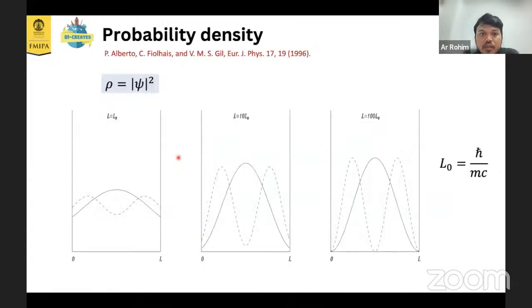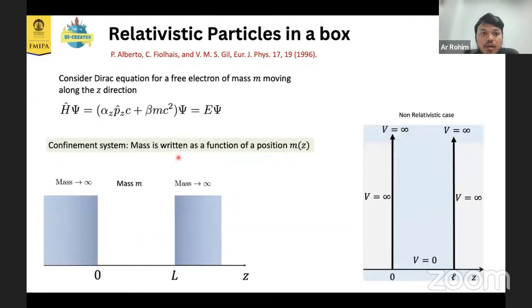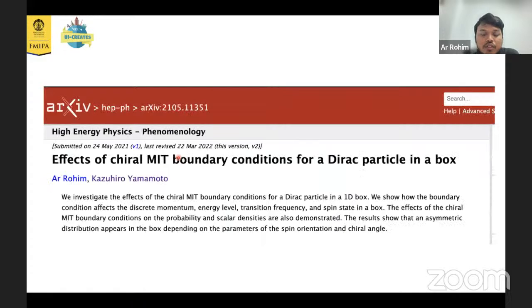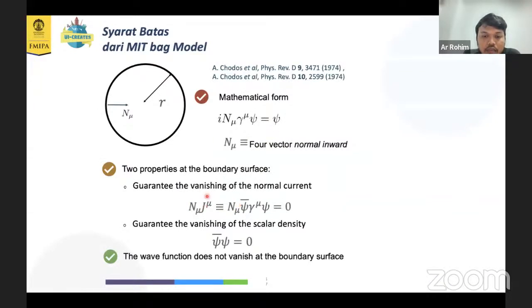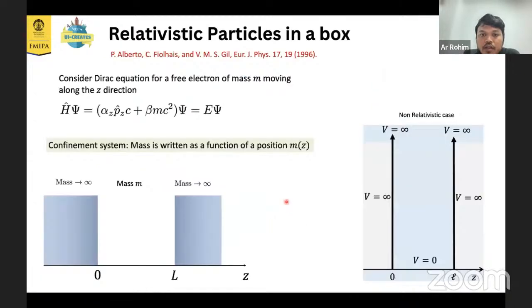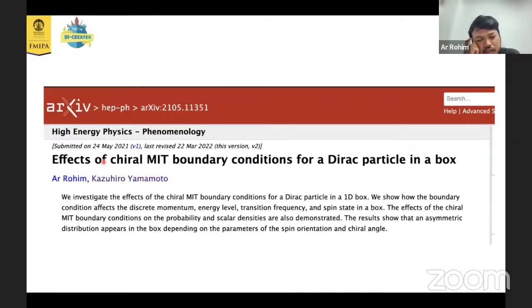And previously we discussed the system under MIT boundary conditions. Of course, the MIT boundary conditions are not the unique boundary conditions that guarantee these properties. There are more general boundary conditions that still guarantee this property, the vanishing of the normal current. For example, using the chiral MIT boundary conditions, you can also discuss the Dirac particle in a box. But today I will not discuss this topic, maybe in another chance.